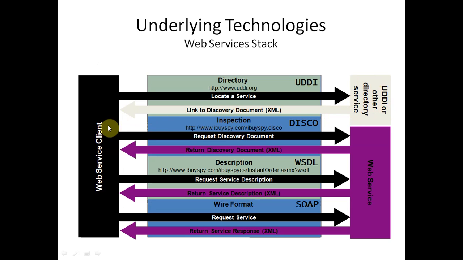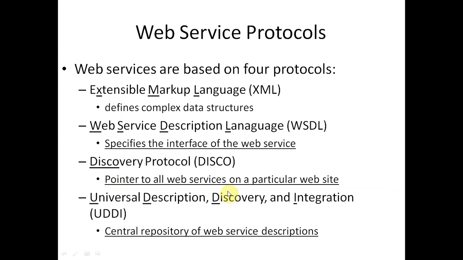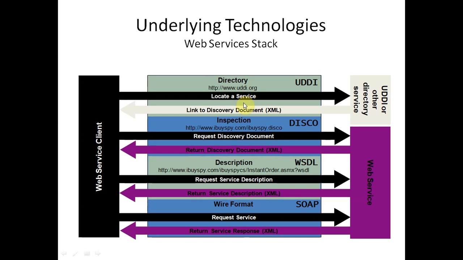Accordingly, it will respond. And the second protocol is DISCO, the discovery protocol, and by this protocol we will find the pointer to all the web services. Again, you can see the discovery protocol is a pointer to all web services on a particular website. So for a particular website, we point to all the web services. This is the second protocol. You can see this arrow here, which represents DISCO. This will point to all the web services of a particular website.